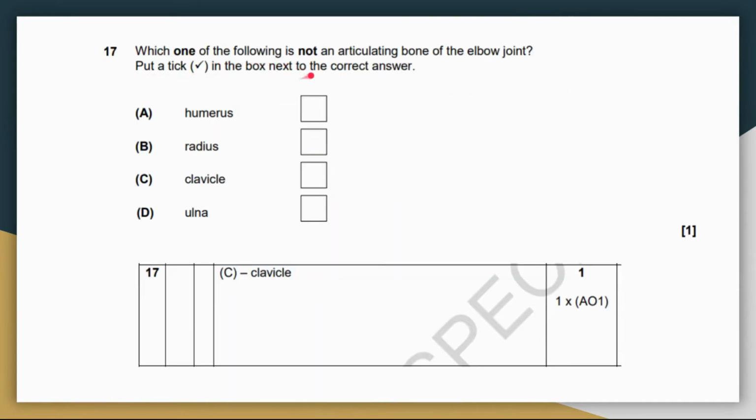Which one of the following is not an articulating bone of the elbow joint? So we've got 4 possible answers. The humerus is an articulating bone of the elbow joint. It's the upper arm. The lower arm, the bones that make up the lower arm, are the radius and the ulna. Therefore, the answer has to be the clavicle, which is the collarbone.